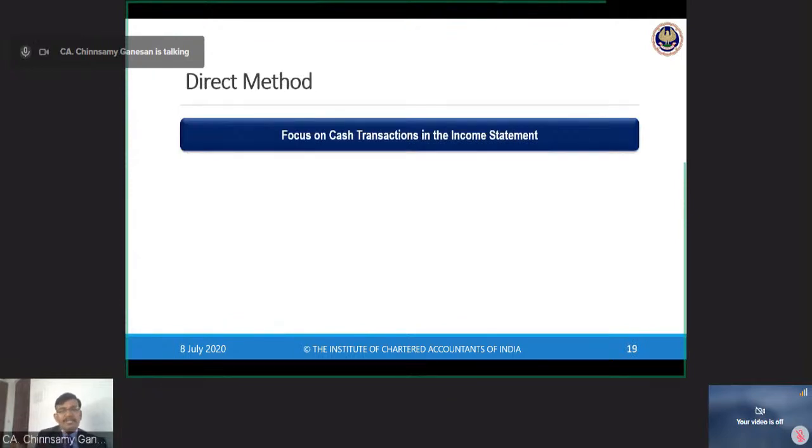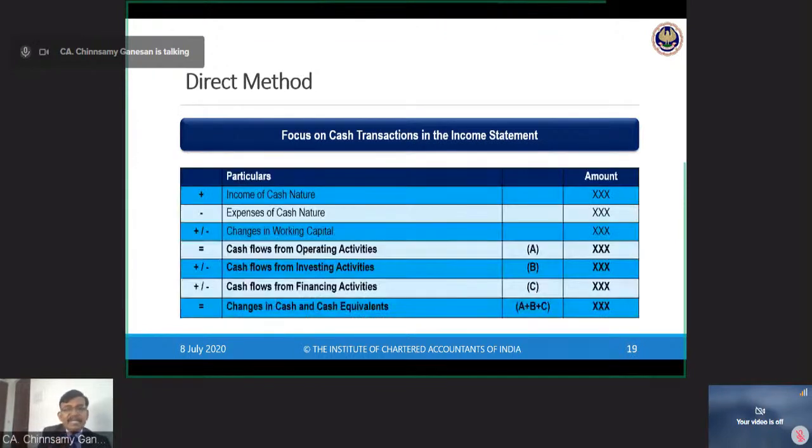for simple items, as I've said, income of cash nature minus expenses of cash nature minus the changes in working capital: what is the amount collected from debtors, what is the amount paid to the creditors, what is the change in inventories. That means it's a sale which has been collected. So those items will be adjusted for arriving at your direct method of cash transaction.